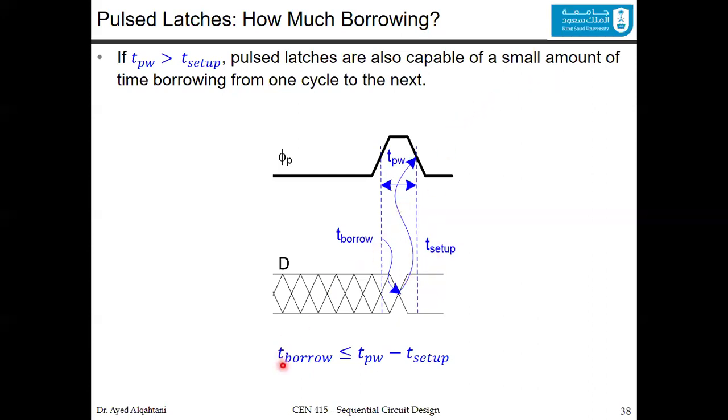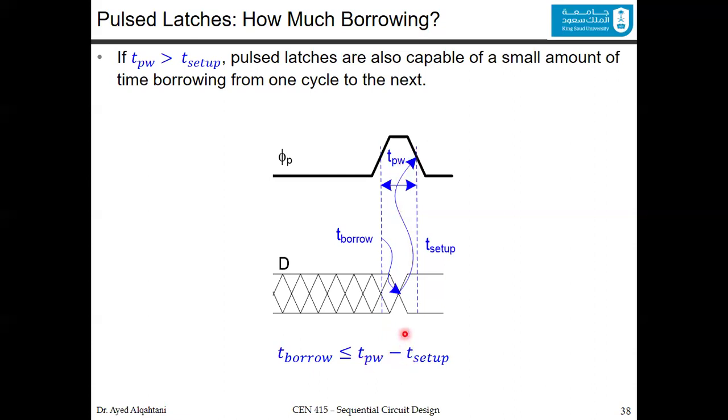You can calculate it this way. The T borrow, which is this time, is actually the pulse width, and you take out from it the setup time. So the T borrow is less than or equal to the pulse width minus the setup time. The maximum time that you could borrow equals exactly the pulse width, taking out from it the setup time. So it's pulse width minus the T setup.